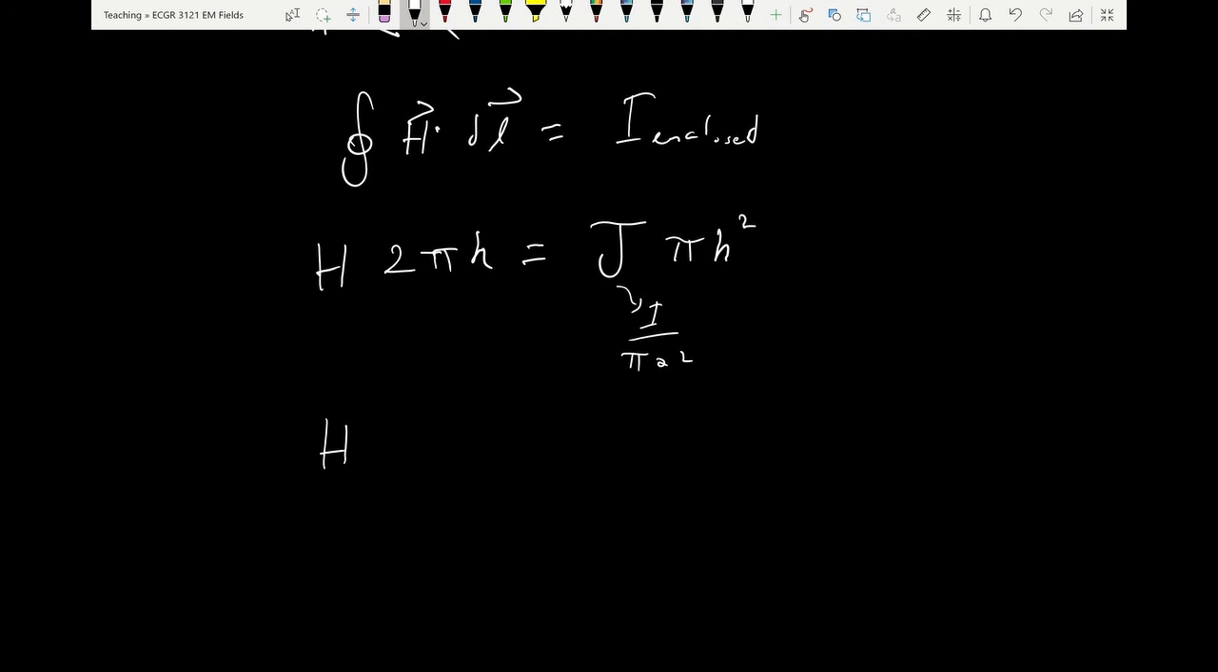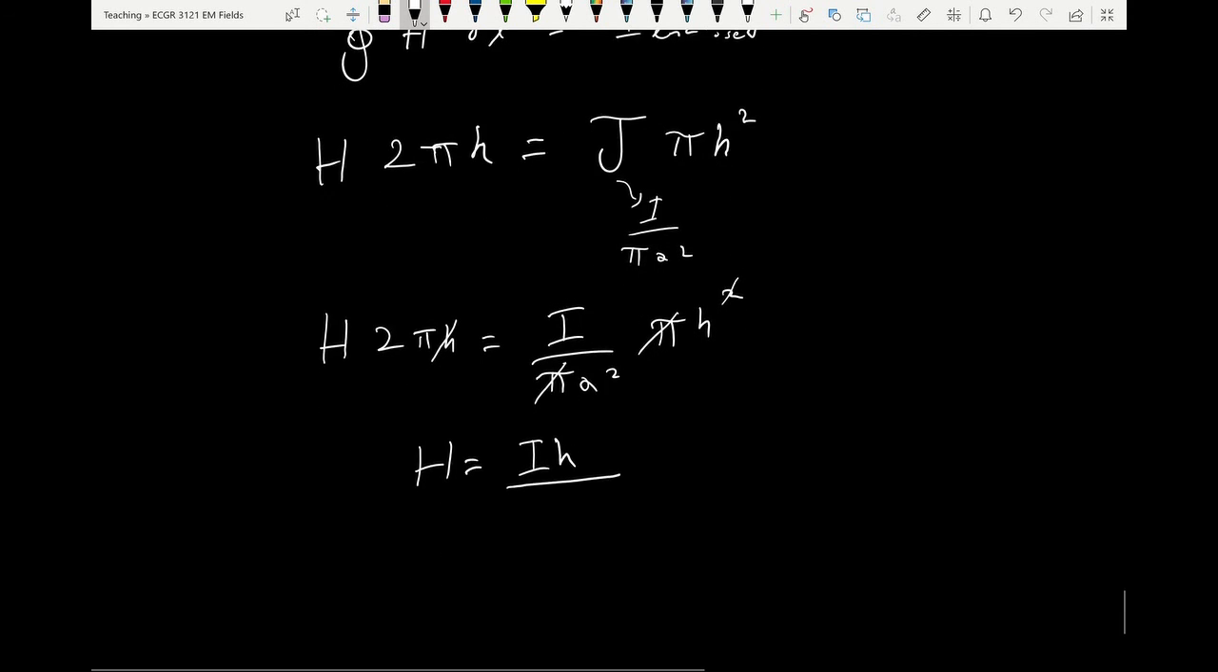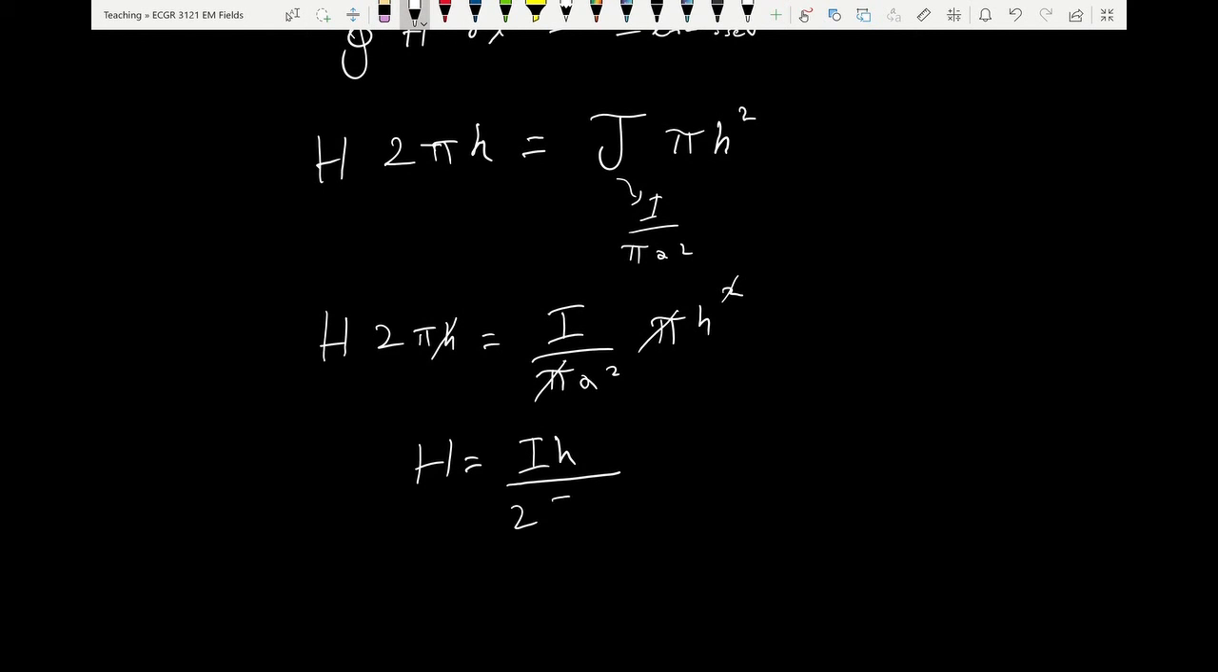Okay, so let me do some manipulation now. So J is I over pi a squared times pi h squared, right? And pi goes away with pi. I end up with, oh, and one h cancels one h here. So H ends up being I h over 2 pi a squared.